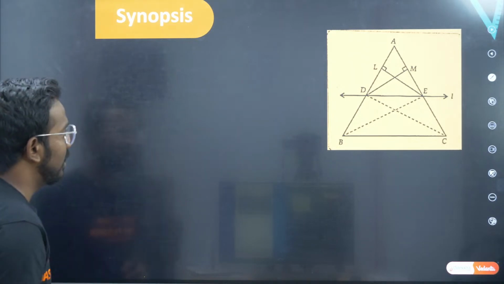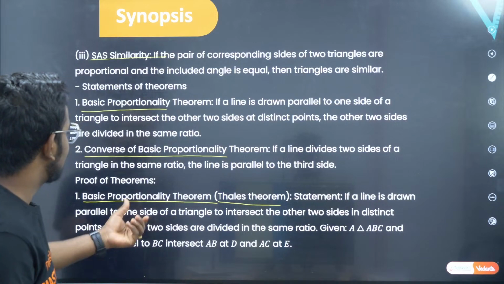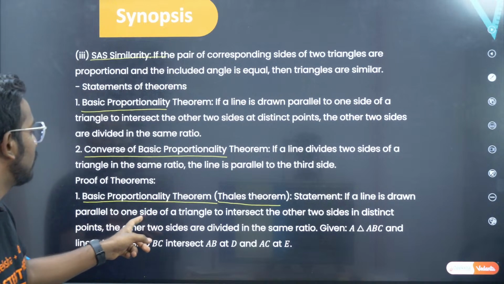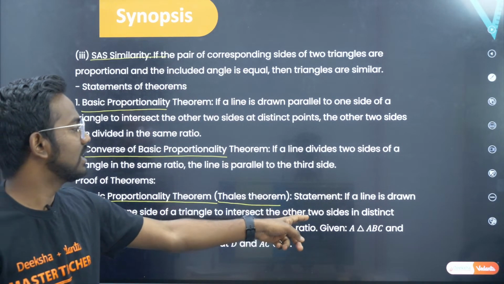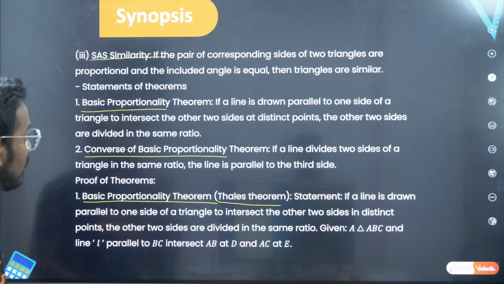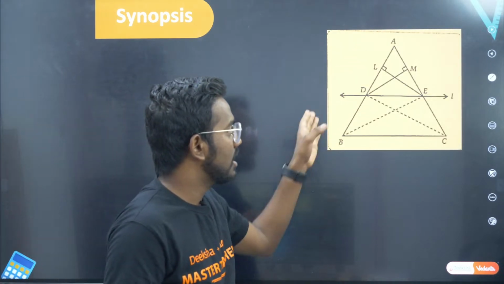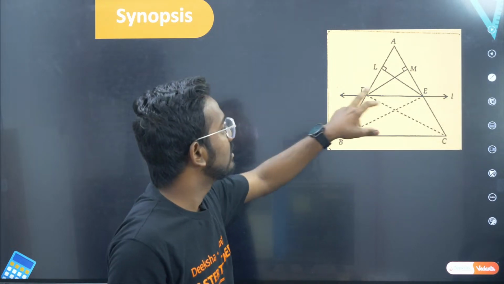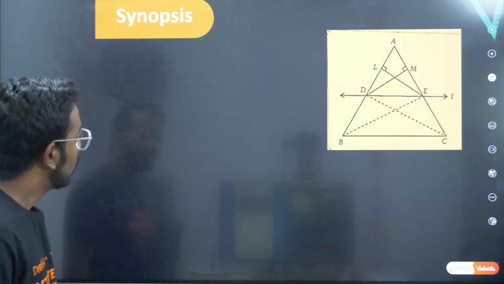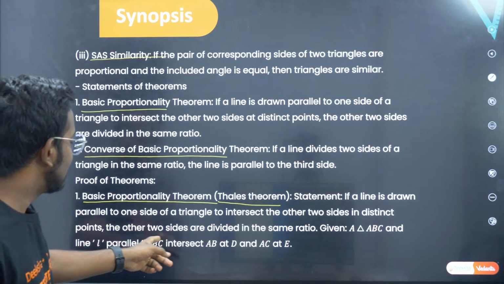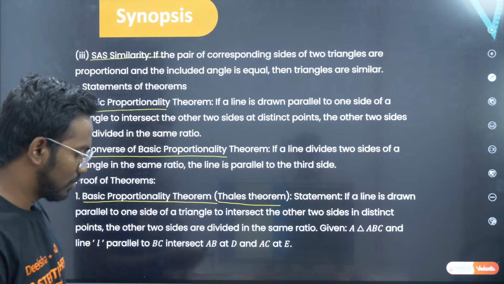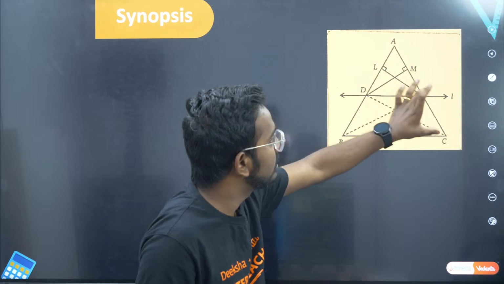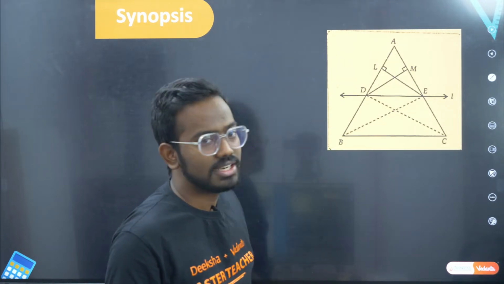Sir, how do you prove the BPT theorem? Let's take the statement of the BPT theorem. It says: if a line is drawn parallel to one side of a triangle to intersect the other two sides in distinct points, the other two sides are divided in the same ratio. What do you mean by this? A triangle is taken, and you draw a line parallel to another side, and these two are two distinct points. So the other two sides, this side and this side, are divided in the same ratio.